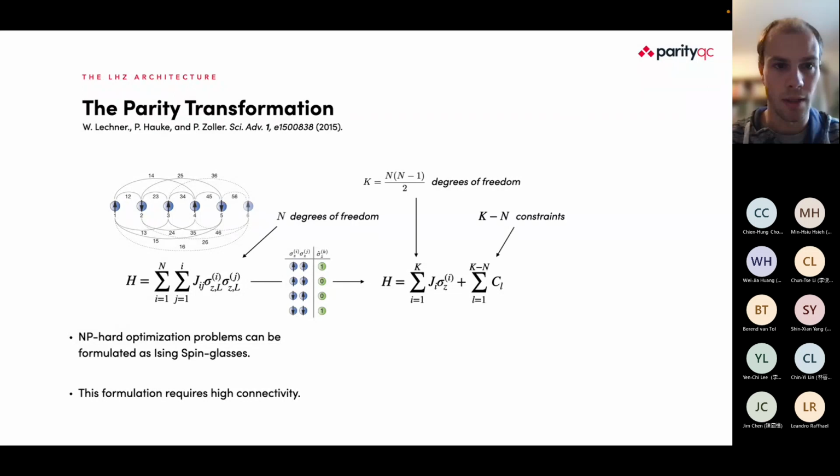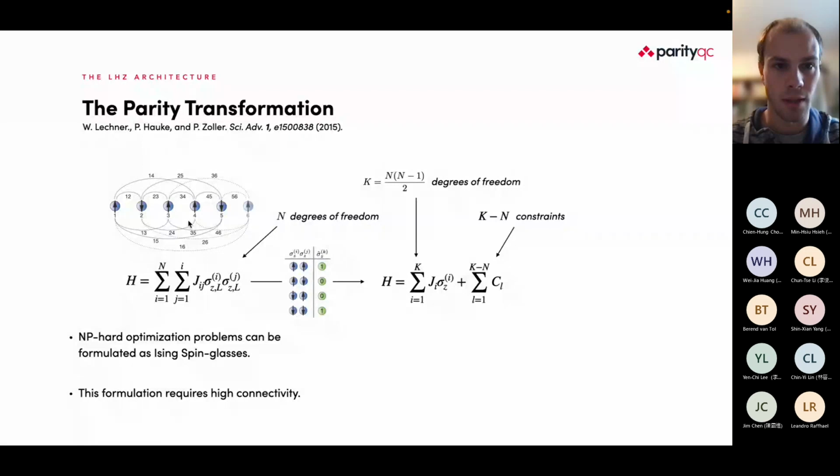However, the problem is we had n degrees of freedom, and now if we use the physical qubits, we have n times (n minus 1) over 2, which is equal to k in this context, degrees of freedom. This is because now every connection between two qubits, which is of course the binomial coefficient n choose 2, enlarges the number of degrees of freedom.